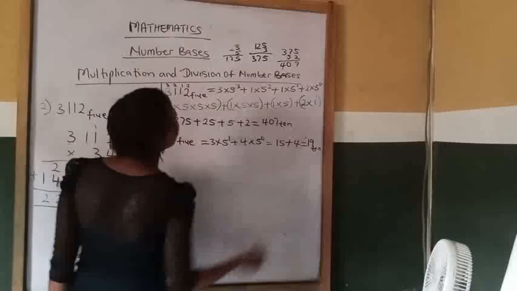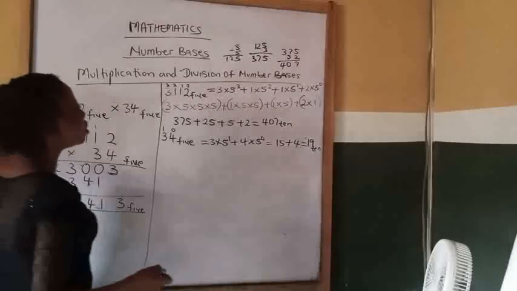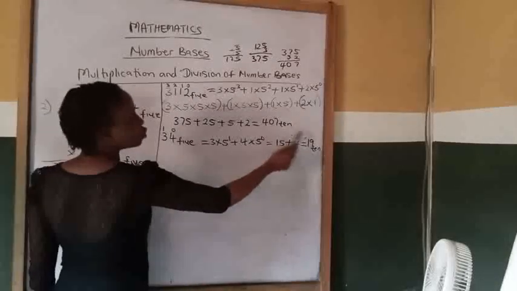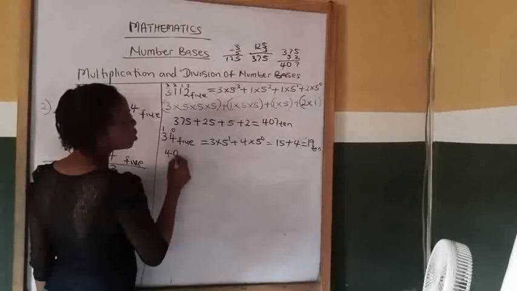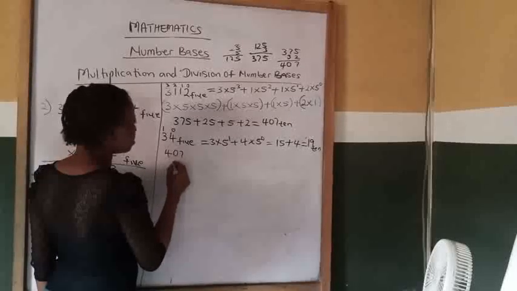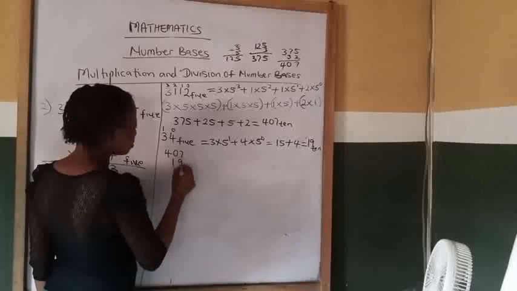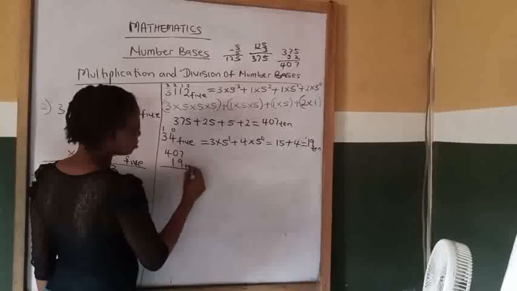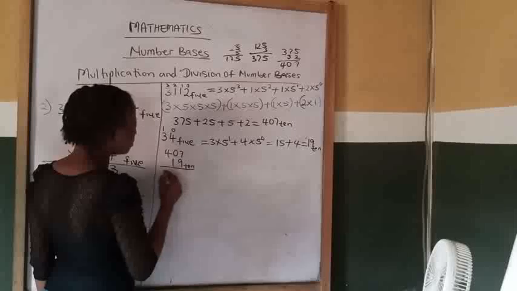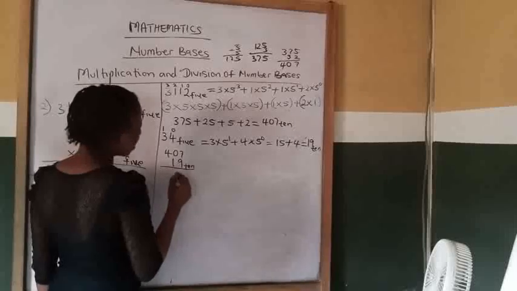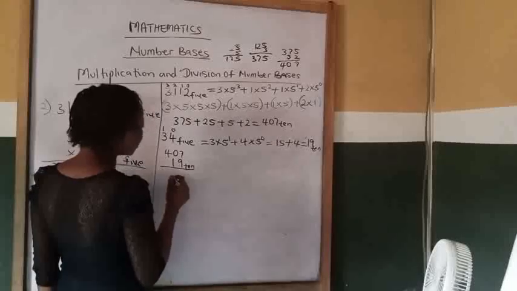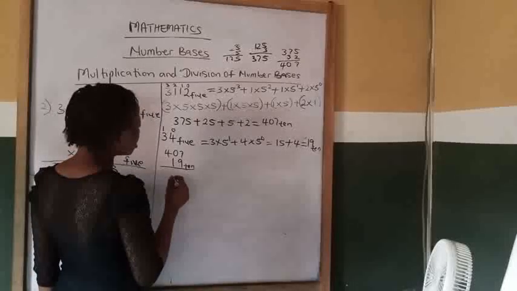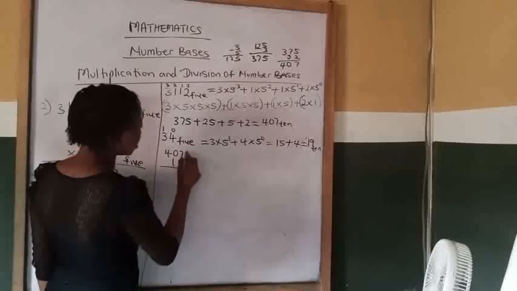So we multiply the two numbers together that we have converted to base 10. That is 407 base 10 times 19 base 10. So 9 times 7, 9 times 5 is 45, 9 times 6 is 54, then 9 times 7 will be 63.